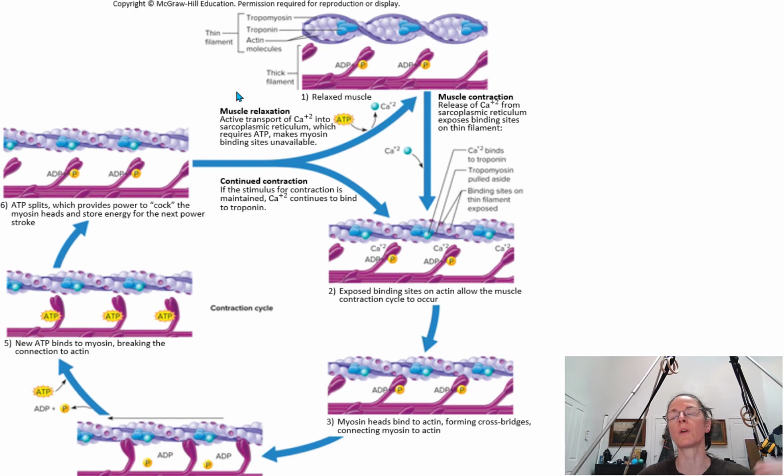So if we zoom in a little bit and look at the events within the sarcomere between the thick and thin filaments, once that calcium is released from the sarcoplasmic reticulum, what's going to happen is the calcium will come and bind with the troponin molecule. And that's like unlocking it.